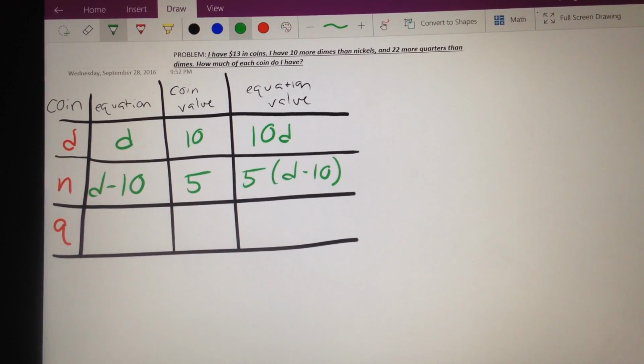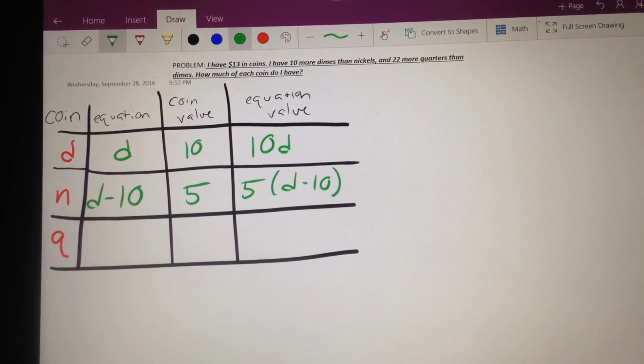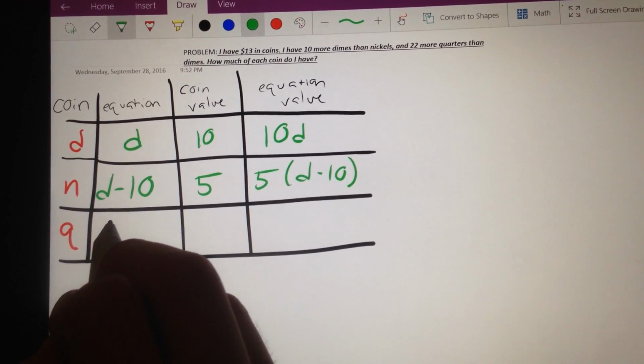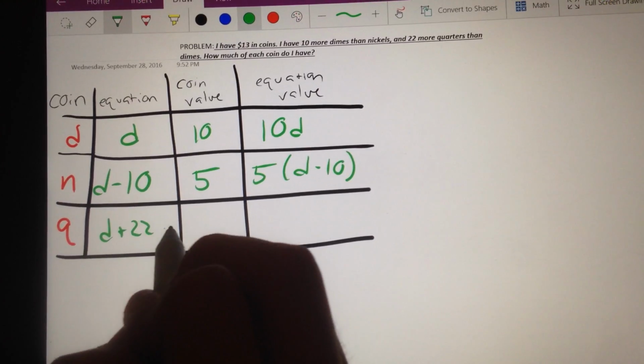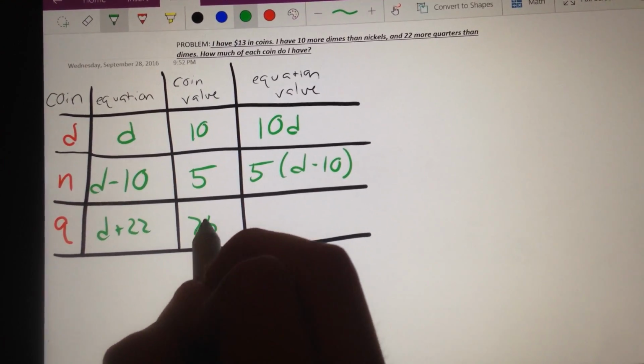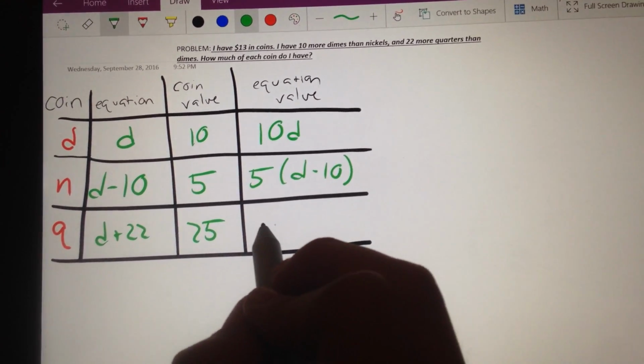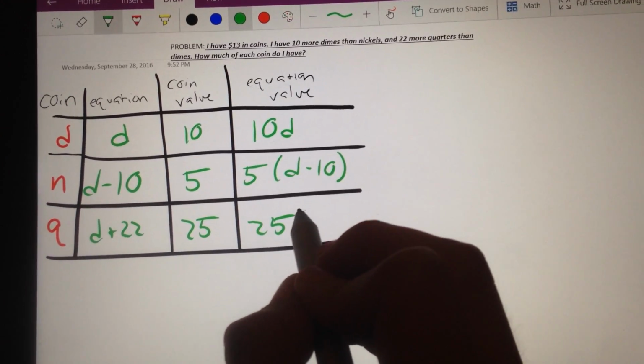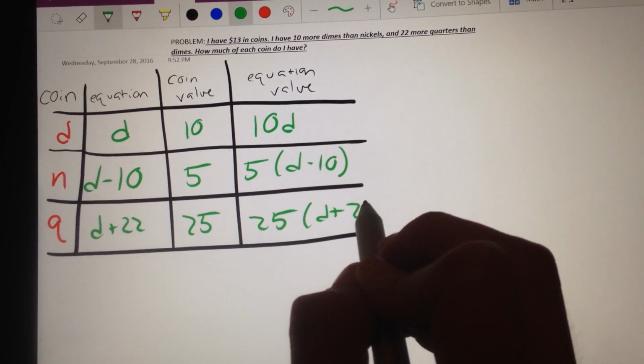The number of quarters is represented as 22 more than the number of dimes, which we will represent as d plus 22. The value of each quarter is 25 cents, so the value of this equation is 25 times d plus 22.